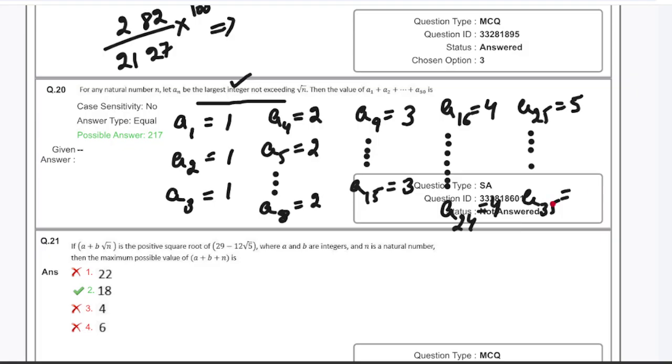I believe you guys are understanding. I'm just taking the square values and the square roots where it's going to end. Then we take A36. That will be 6 and it will go till A48. And for A49, we will take 7. And for A50 also, we will take 7.